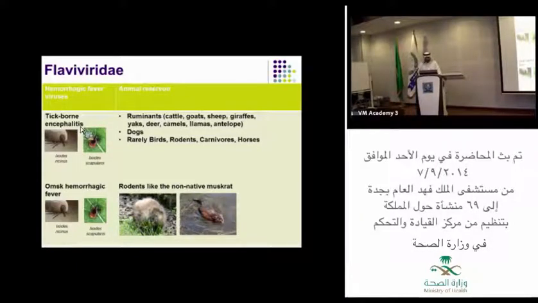In the Flaviviridae, we also have the tick-borne encephalitis group, which is maintained by ruminants such as cattle, goats, sheep, giraffes, yaks, deer, camels, llamas, antelope, dogs, birds, rodents, carnivores like lions, and horses. So this disease has a really widespread animal reservoir. It's not common here, but Alhumra virus is considered a strain very related to the tick-borne encephalitis virus. We also have Omsk hemorrhagic fever, which is maintained by rodents and transmitted by ticks, like tick-borne encephalitis virus.